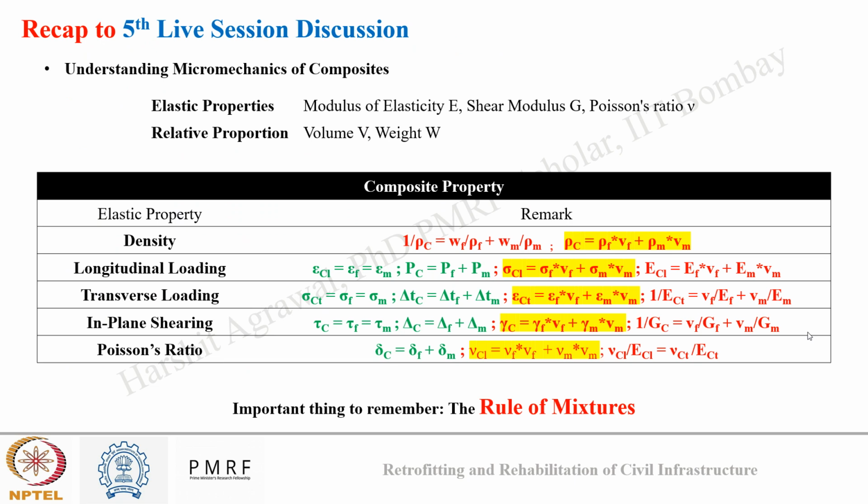So in the last live session, we continued our discussion on micromechanics of composites, wherein we summarized all the relationships as shown in the table. Knowing the properties of fiber and matrix and relative proportions, we saw how different elastic properties can be computed, and we emphasized the importance of the rule of mixtures. Then we saw a couple of numericals to understand the application of these relationships also.